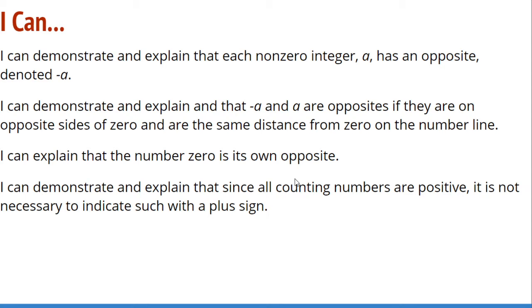I can demonstrate and explain that negative a and a are opposites. So if I have two integers, one that I call negative a and one that I call a, I know that they are opposites if they are on opposite sides of 0. One is to the right of 0, one is to the left of 0, one is above 0, one is below 0, and they are the same distance from 0 on the number line. Two important parts of the definition of opposite are the opposite side of 0 and the same distance from 0 on the number line. I can explain that the number 0 is its own opposite.